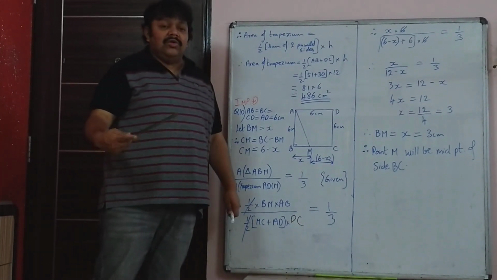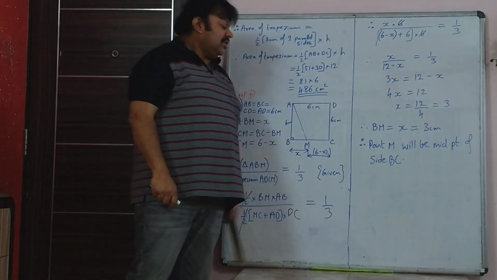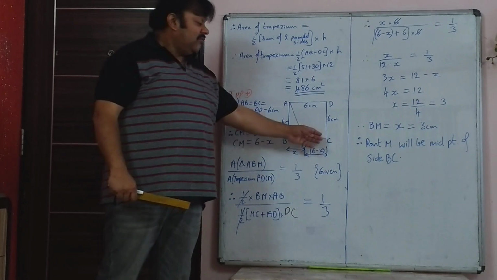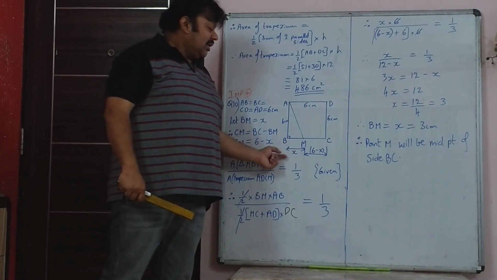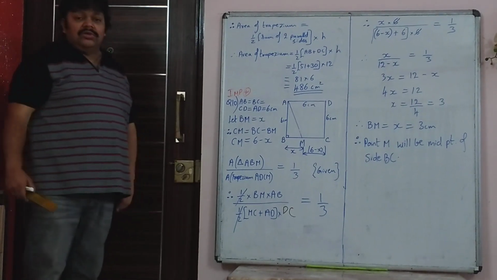You are asked to locate the point M. So not only will you tell BM is 3 centimeter, but after that you will say that M is the midpoint of BC, because BM is 3 and the entire length is 6. So we continue with the next sum, that is question 11.